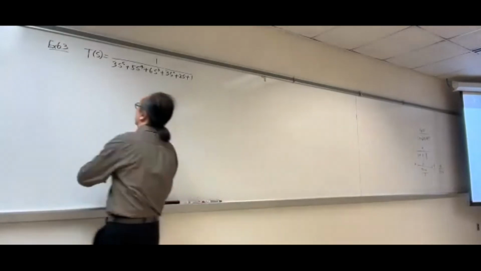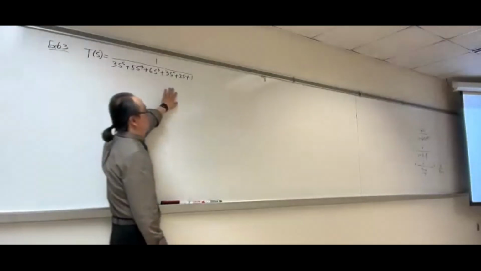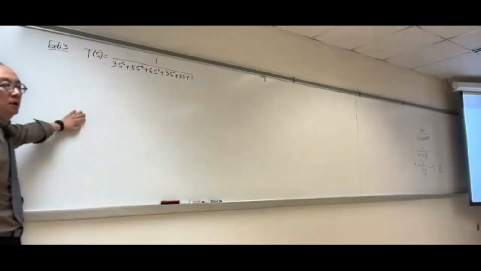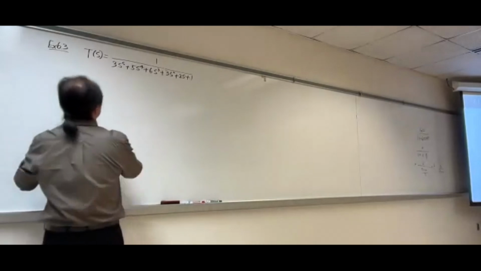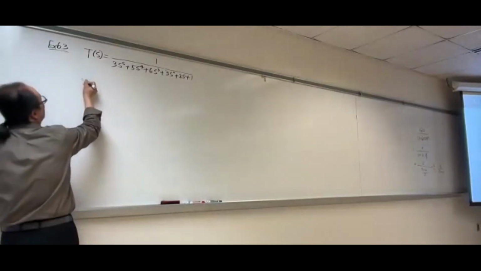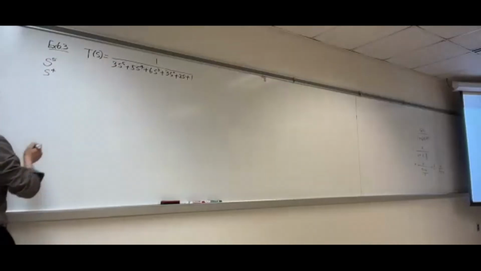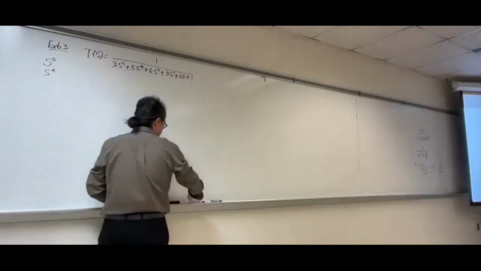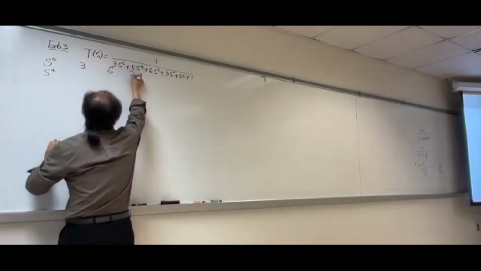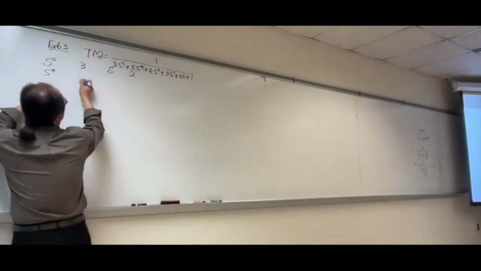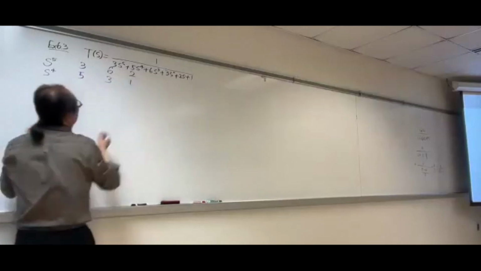So example 6.3, you are given transfer function T of S as this. We need to find out how many poles are in the left half plane, right half plane, and j omega axis using Routh's table. So I'm going to write S5 and S4, and we need to copy down the coefficients. For S5, we have 3, 6, and 2. And then S4 is 5, 3, and 1.